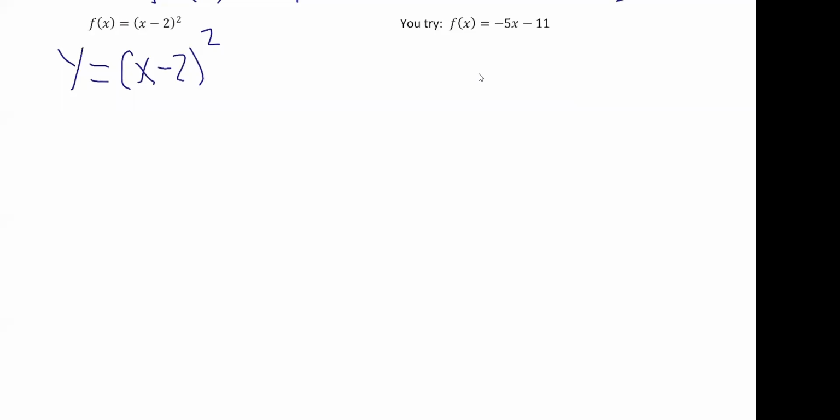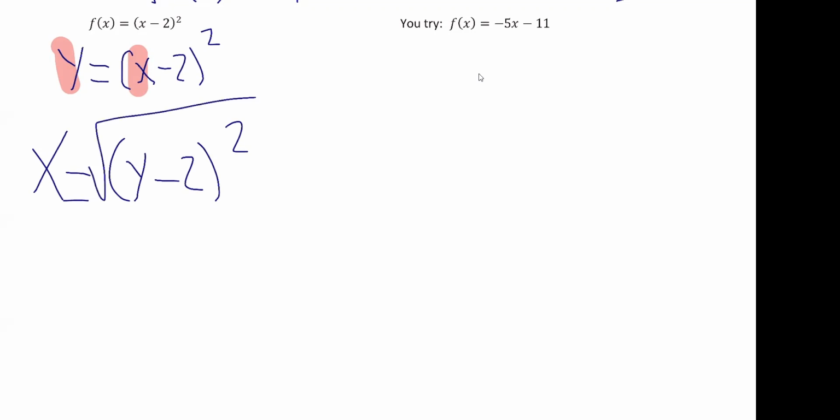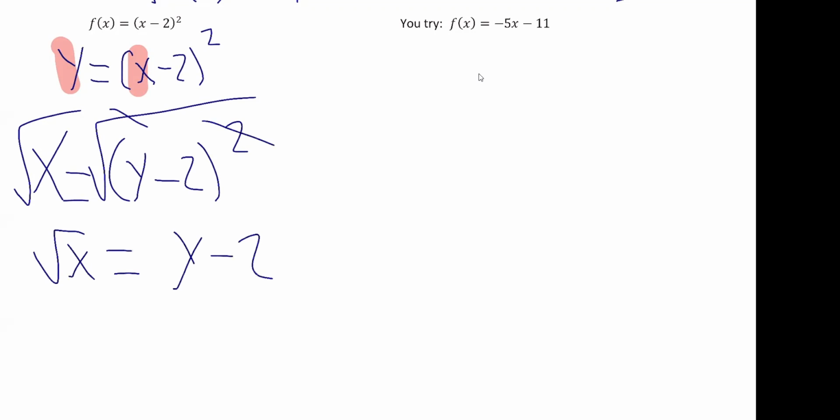All right, so that's step 1. Step 2, you're going to swap your x and y. The opposite of a power of 2 is the square root. Because we're trying to solve for y, we would square root both sides, because that would cancel out this power. Then we would add the 2 over.